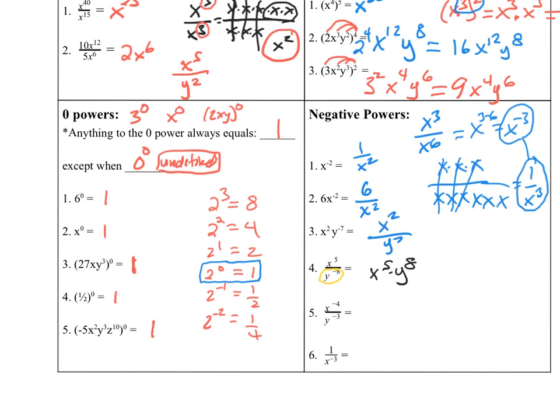For 5, I have x to the negative 4th, divided by y to the negative third. They both have negative exponents, so they're basically going to switch sides of the fraction. So I have y to the third on top, x to the fourth on the bottom. And then number 6, I have 1 over x to the negative third. We don't like negative exponents, so to make it positive, I have to move it to the numerator, or the top of the fraction, and make it positive.